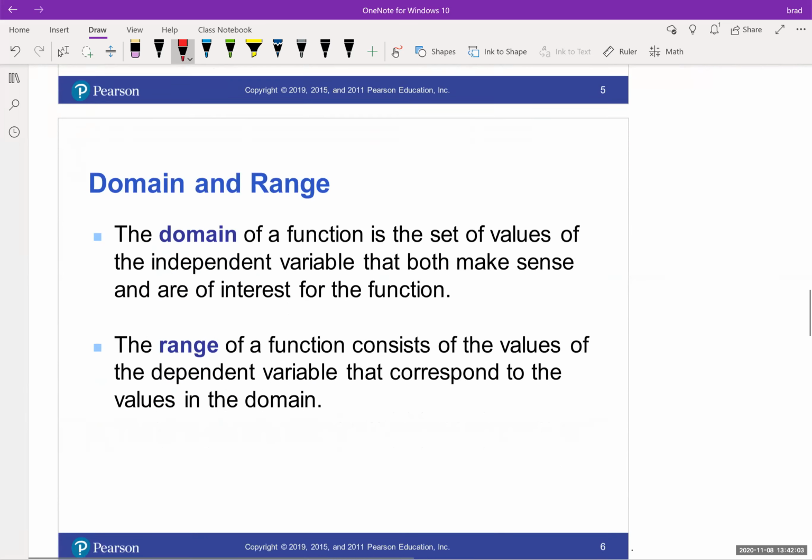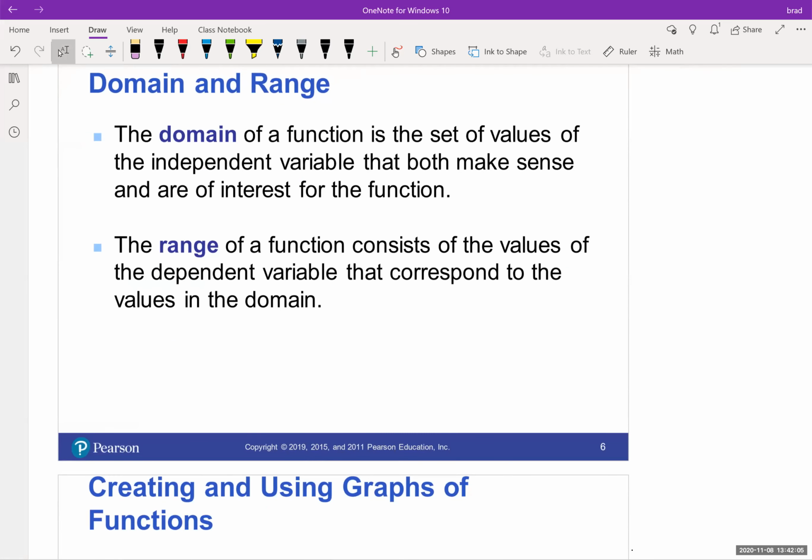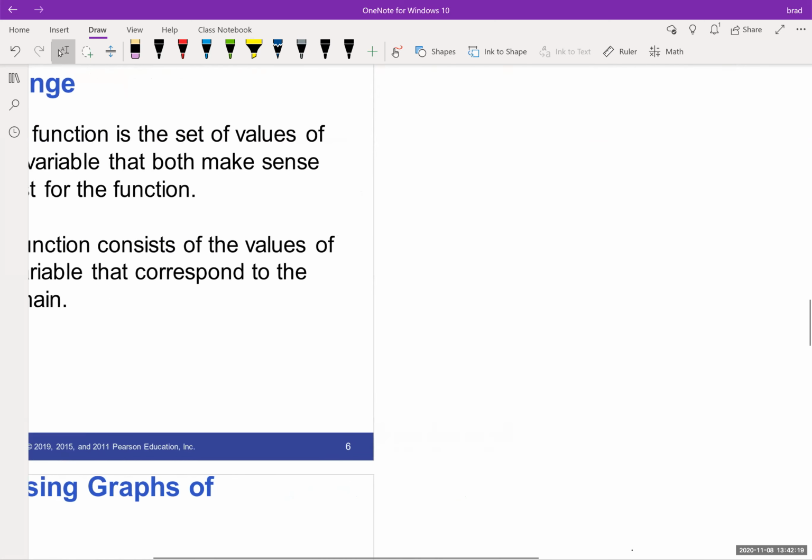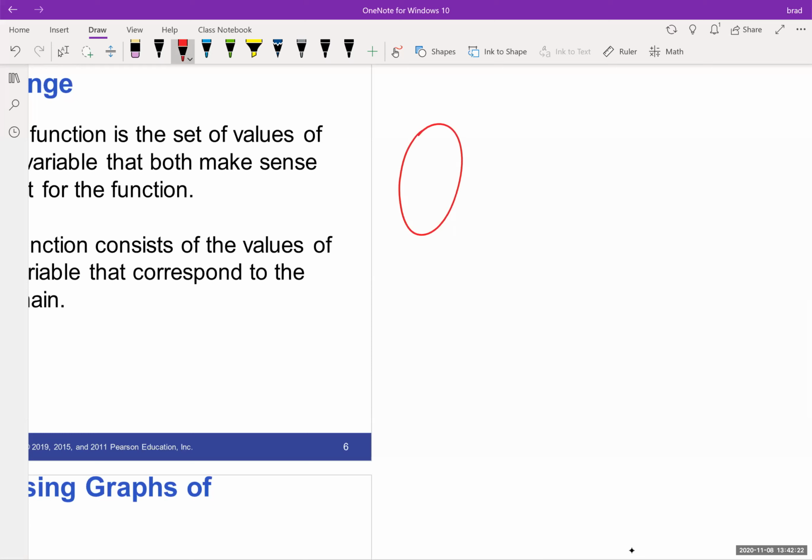Okay. So domain and range. The domain of a function is a set of values of the independent variable that both make sense and are of interest in the function. The range of a function consists of values of the dependent variable that correspond to the values of the domain. So a kind of classic example is they do stuff like this and they say this is 1, 2, 3, and 4, and this is 5, 6, 7, and 8, and this is, let's say, some f of x mapping.